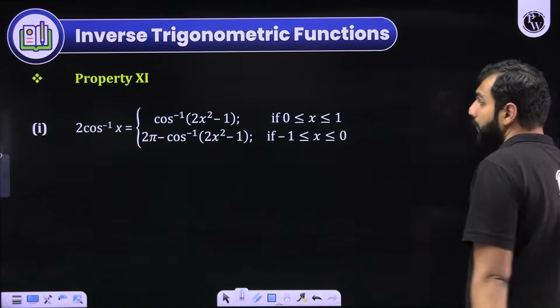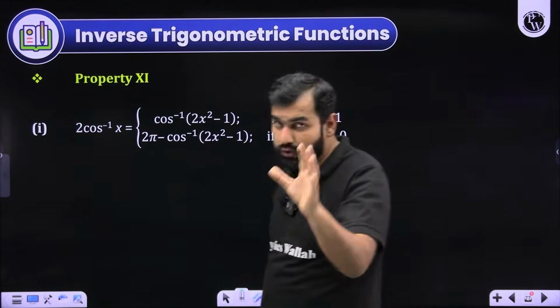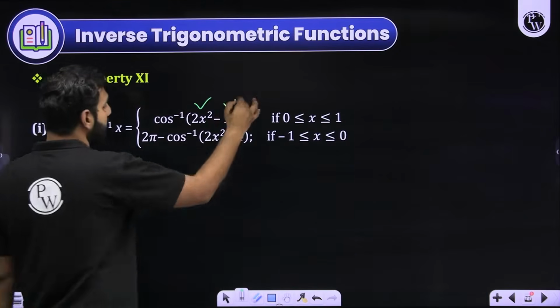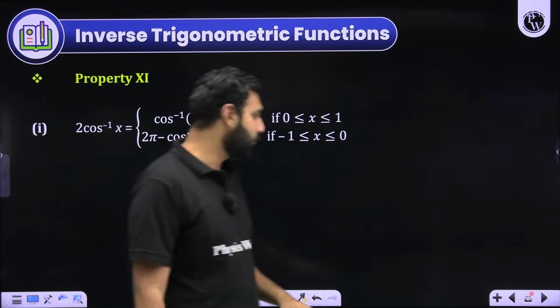Similarly, if I could bring more formulae, for example, cos 2 theta. Do you remember 2 cos square theta minus 1? I hope there is no confusion on that.